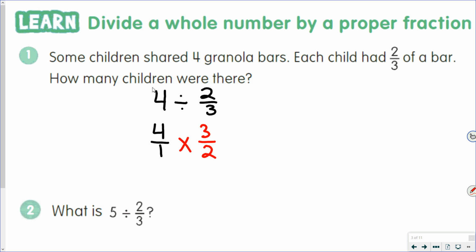Just like when multiplying fractions, at this point you can look to simplify, and you can simplify as long as you have a numerator with a denominator. So the 2 and the 4, we can divide both those by 2. 2 becomes 1, 4 becomes 2. We multiply those together. 2 times 3 is 6. 1 times 1 is 1. 6/1 is 6. So 4 divided by 2/3 would end up with an answer of 6.